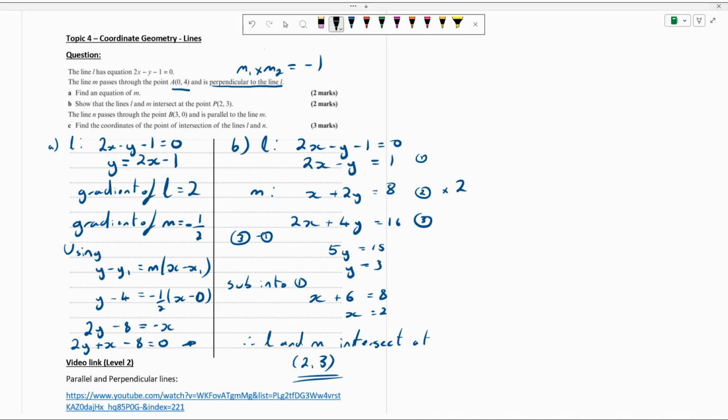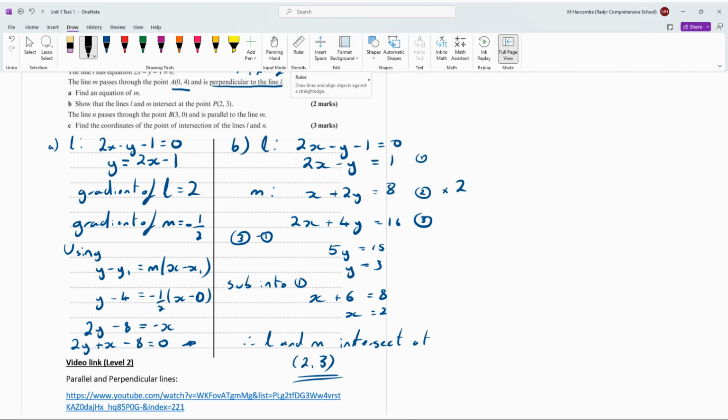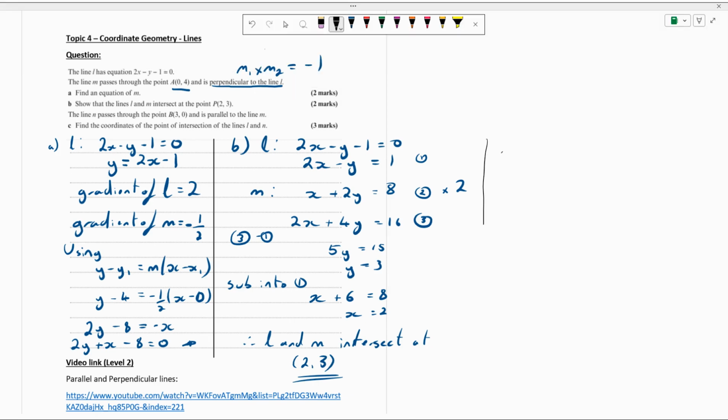Right, now, let me see if I can draw. Let's draw a straight line. So straight as my line is going to get there. Okay, so part C, quite a big thing now. And I've now got a new line, N, that passes through the points B, (3, 0), and is parallel to M.